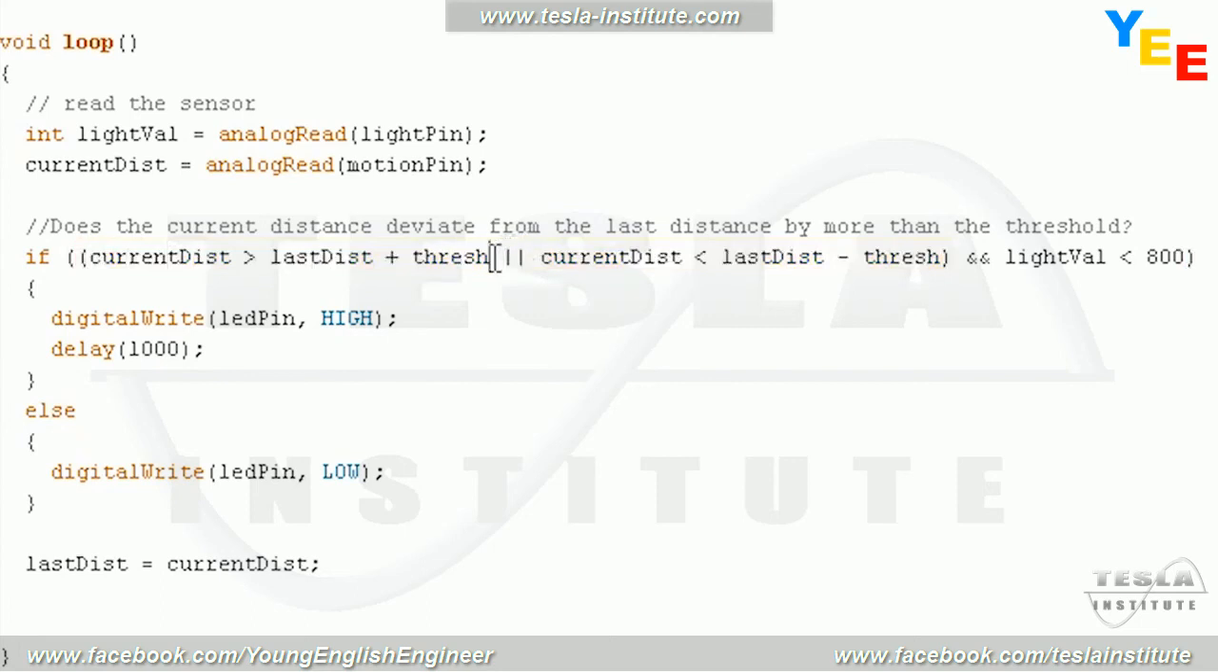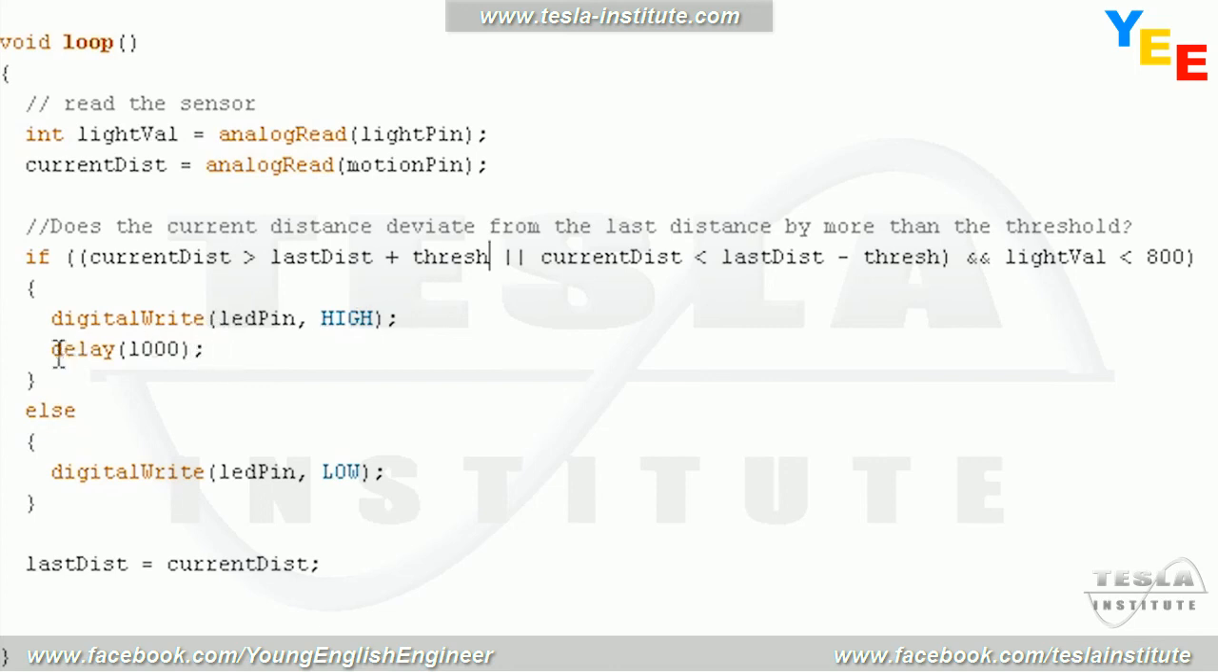The first part, before the double pipes, says current distance is greater than the last distance plus the threshold. So if our threshold is 200 and our previous distance was 300, then if current distance is more than 500, then this will evaluate to true. Alternatively, it'll evaluate to true if the last distance was something like 500, and then that minus the threshold of 200 is 300. So if current distance was less than 300, that would also indicate a significant change, and that would also evaluate this to true. So if one of these is true and then this is true also, then we'll digital write the LED to high, turning it on.